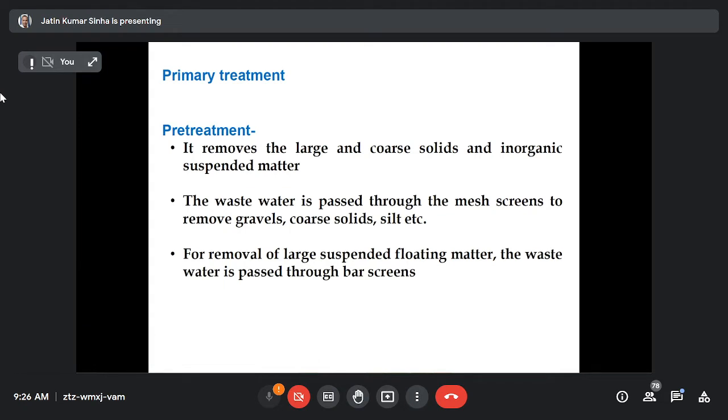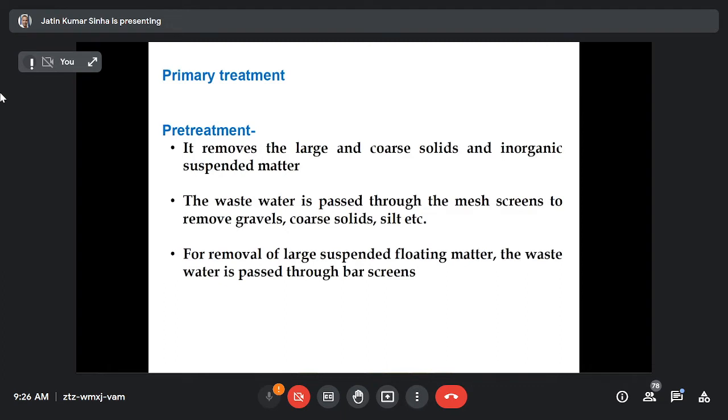So the primary treatment is also known as the pre-treatment, because the secondary and the third treatments are the main treatment of water. That is basically a decomposition process or the removal of very small particles inside the water. But the pre-treatment is basically the physical separation. So it removes the large and coarse solids and inorganic suspended matter.